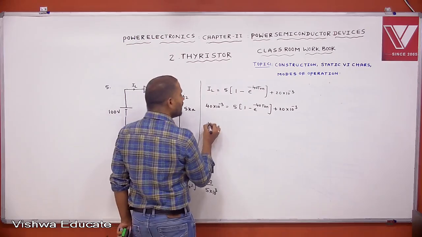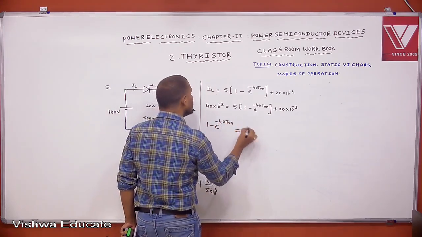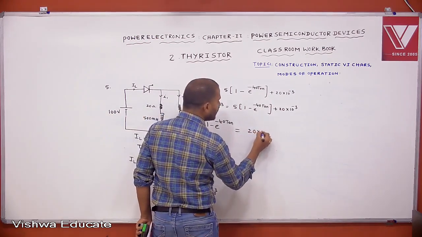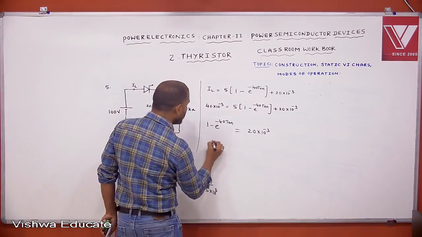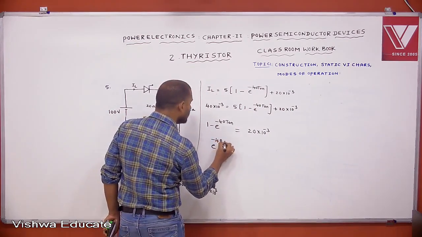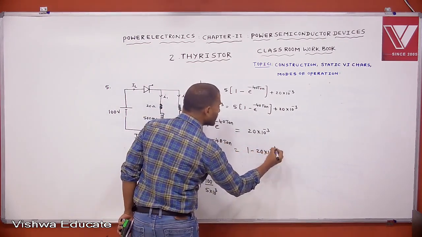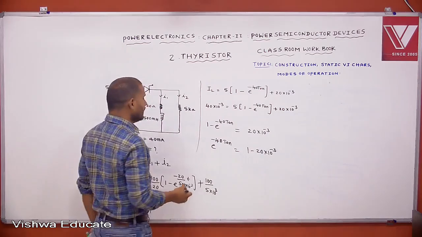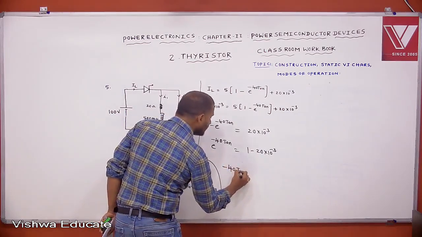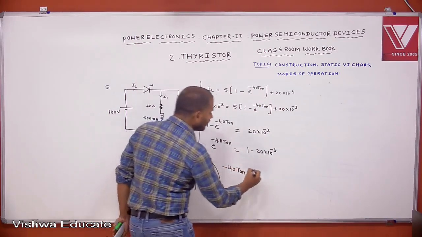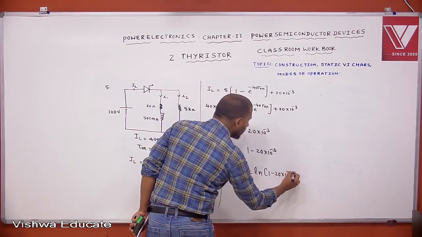As 1 minus e power minus 40 T on is equal to 20 into 10 to the power of minus 3. Yes, how much you get? e power minus 40 into T on is equal to 1 minus 20 into 10 to the power of minus 3. Clear? Then take natural logarithm on both sides. Then what you get? Minus 40 into T on is equal to ln of 1 minus 20 into 10 to the power of minus 3.